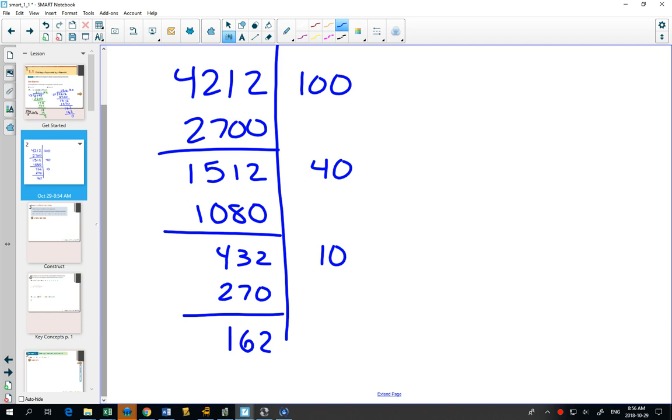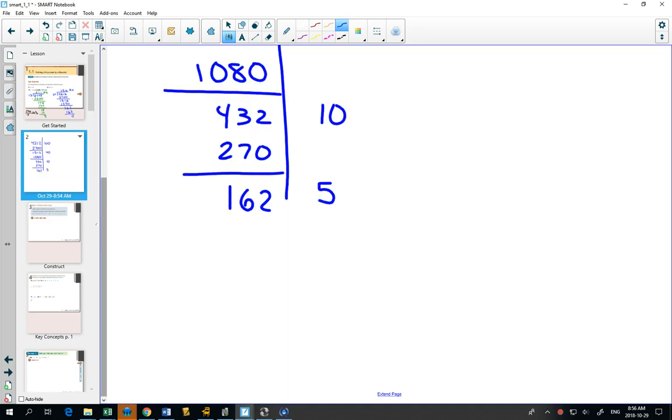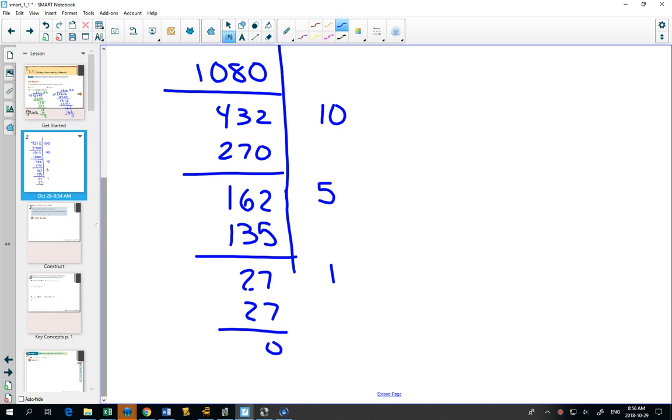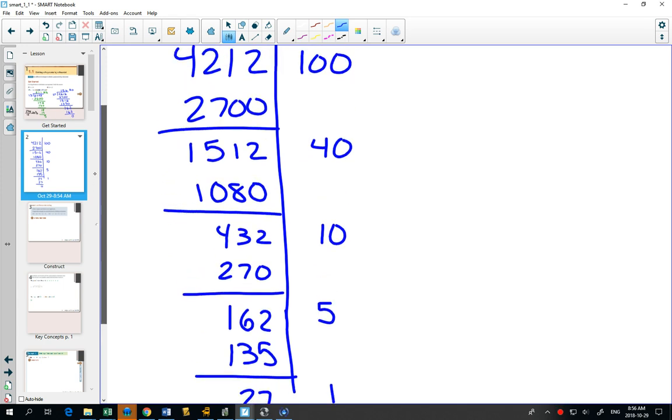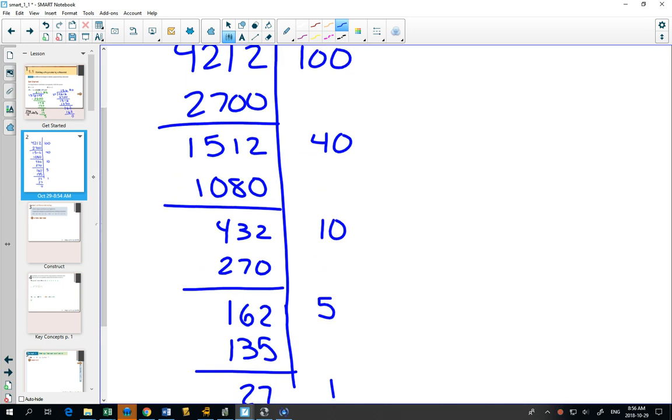And so you don't have to get the exact number right away. And maybe at 162, you go, I think I can do 5 27s because I can multiply 5 times 27 pretty good. That's 135. That leaves me with 27. Oh, that gives me one more 27. I'm down to 0. And in this technique, what did we have? We had a 100, a 40, a 10, a 5, and a 1. If I add those all up, 156.